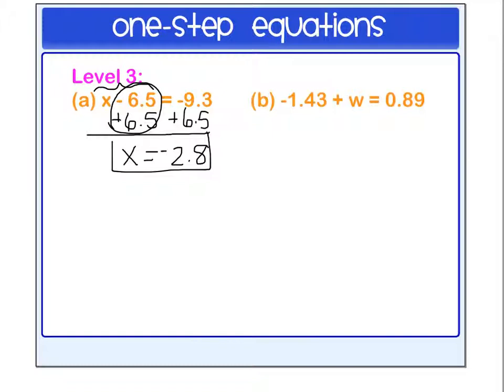If I plug it back in, I'm going to actually just write it down below. Negative 2.8 minus 6.5. We have to keep it, change it, flip it. That does give us negative 9.3. So it does check out.